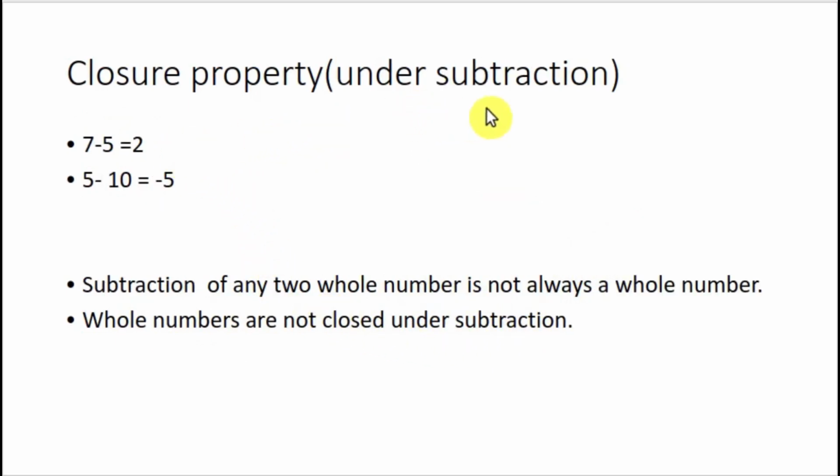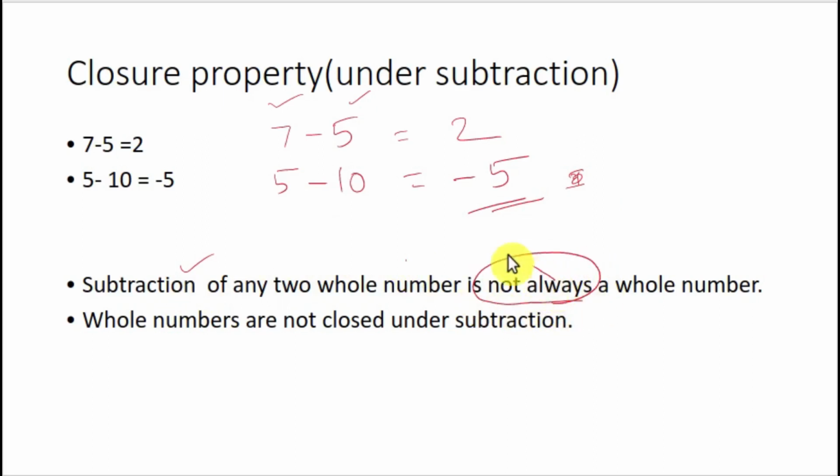Next, closure property under subtraction. When we are subtracting 7 minus 5, we get a whole number. But in the case of 5 minus 10, we get minus 5. Minus 5 is an integer. That is not a whole number. So when we are subtracting two whole numbers, it is not always a whole number. Here the whole number is coming. Here the whole number is not coming. This is an integer. So we can conclude that whole numbers are not closed under subtraction.